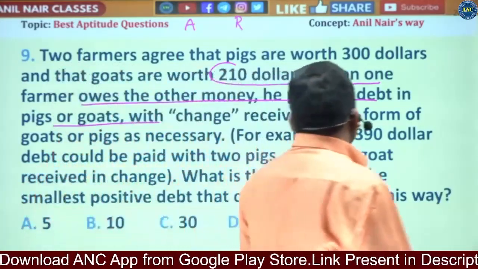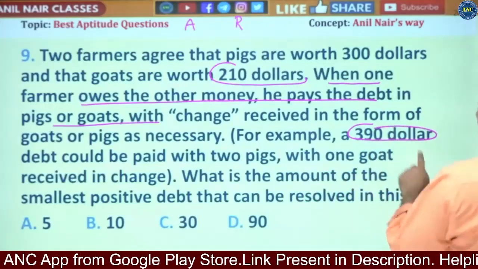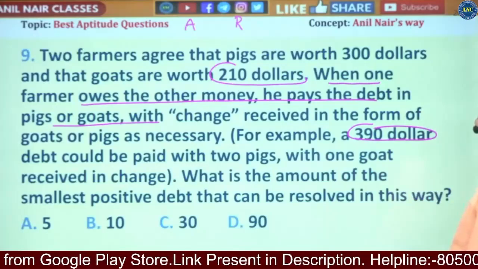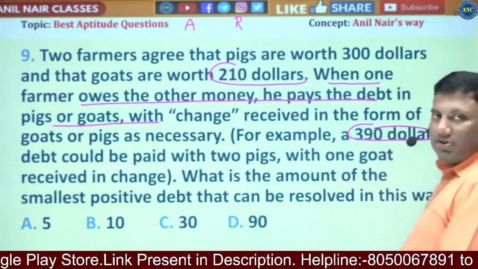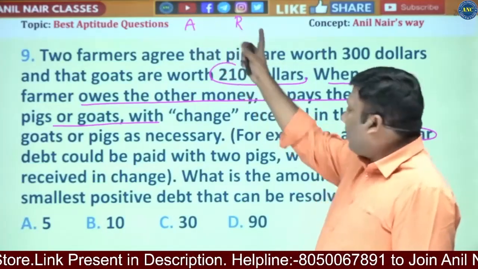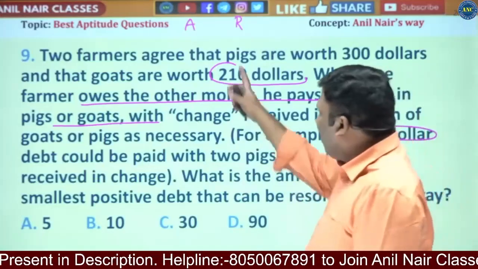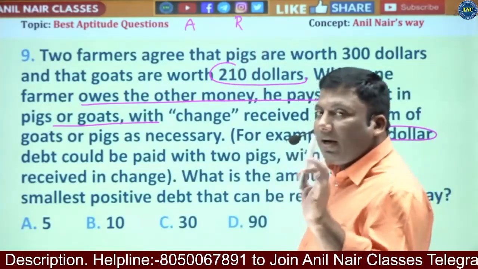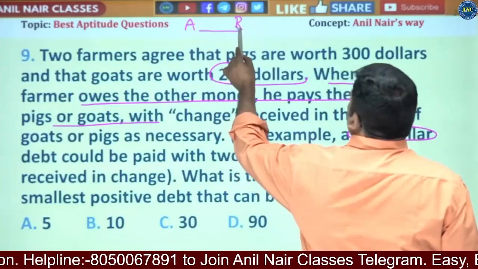One more example is given. A $390 debt could be paid with 2 pigs and with 1 goat received in change. Suppose Anil has to give Reshma $390. Currency is in the form of a pig as well as goat. So he gives Reshma 2 pigs.